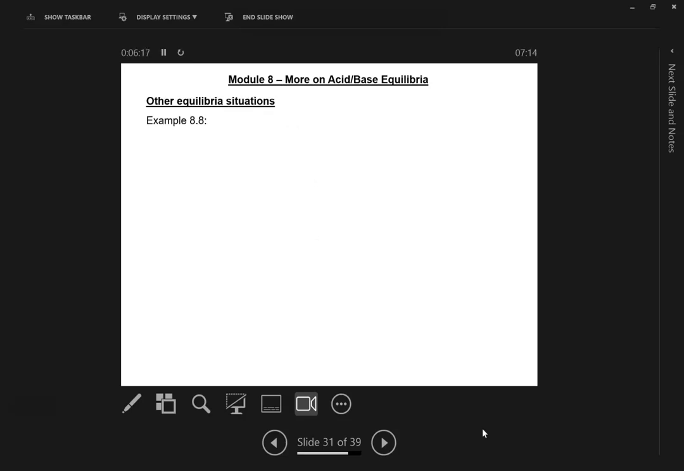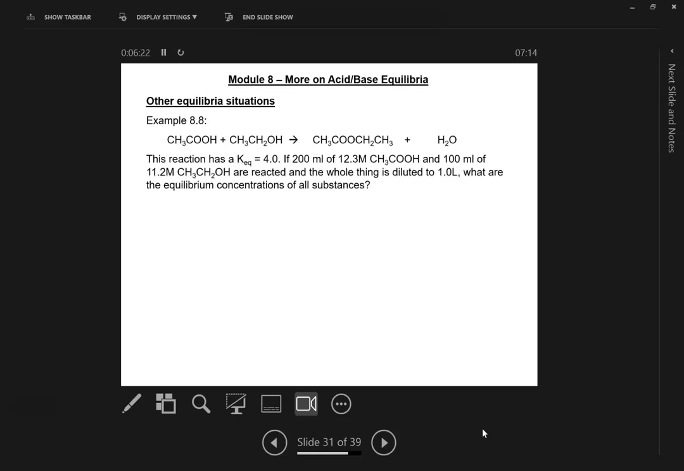All right, let's take a look at another problem. Here's example 8.8. Now, we haven't got to organic chemistry. These particular things will be chapter 13, which will be pretty close to the end of the school year. Don't worry about what these are called. We'll deal with that in the course of the year. But this is acetic acid plus acetone reacts to form an ester plus water. Now this reaction has a KEQ of 4.